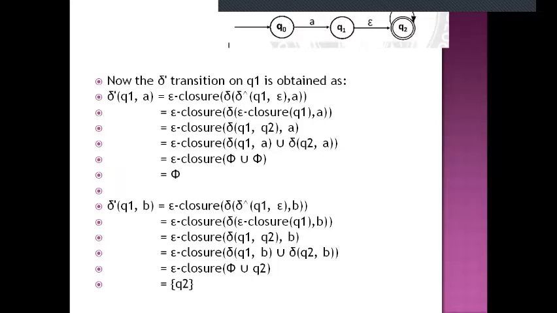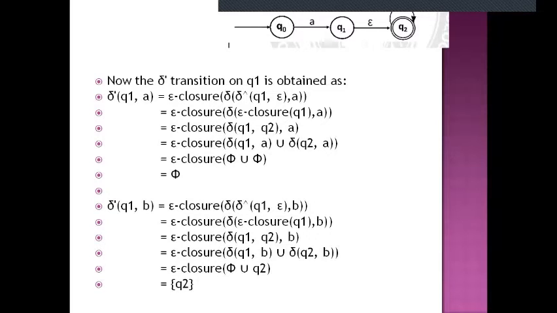Next, find δ' of (Q1, A), that is ε-closure of δ of ε-closure of Q1 comma A. What is the value of ε-closure of Q1? It is Q1 and Q2. So we have to find δ of (Q1, A) union δ of (Q2, A). From Q1 there is no A transition, so it is φ. From Q2 also there is no A transition, so it is also φ. So the answer is φ, that is empty.